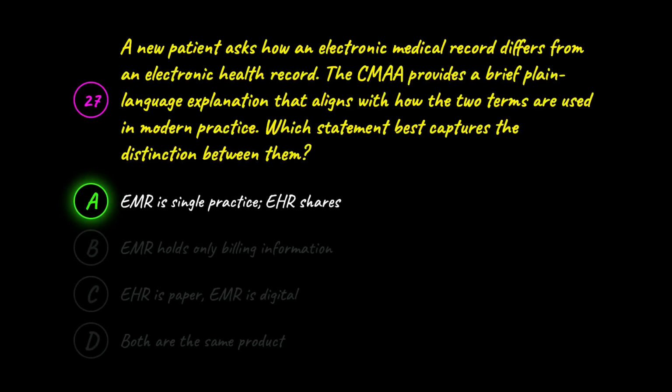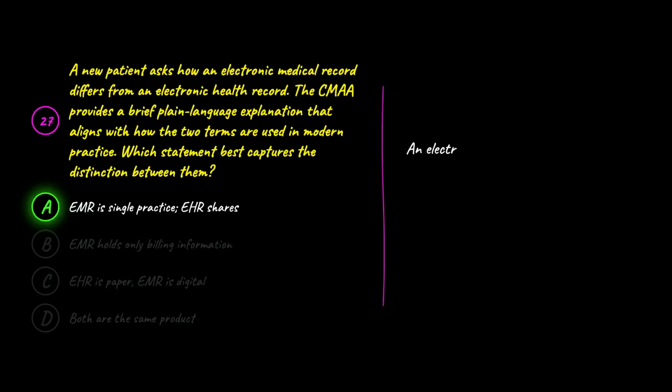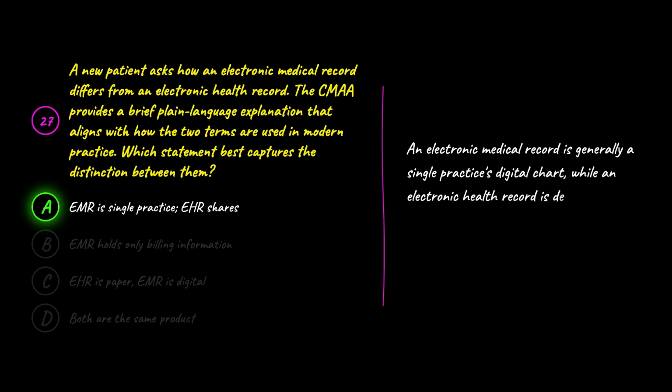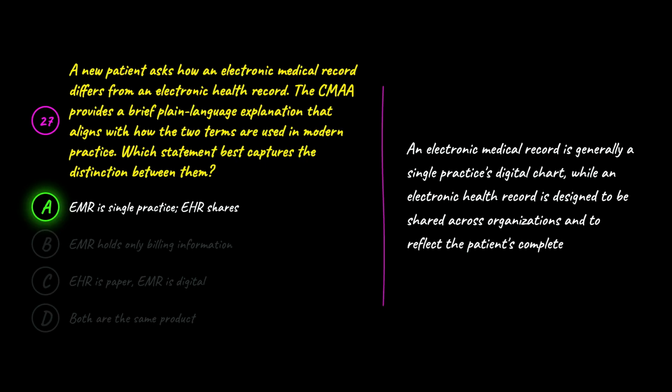The correct answer is A. EMR is single practice, EHR shares. A is correct because an electronic medical record is generally a single practice's digital chart, while an electronic health record is designed to be shared across organizations and to reflect the patient's complete longitudinal health history.